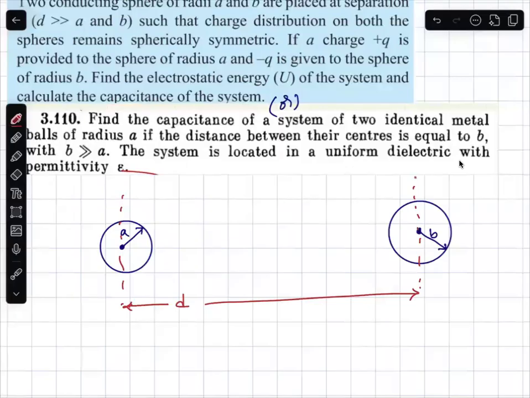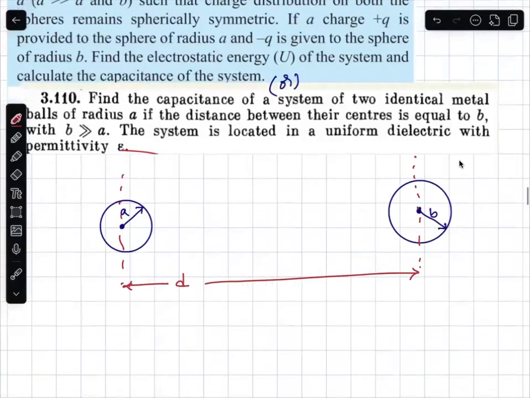And D. Right. Now, on this, what is the potential? Please come to the original definition of a capacitor. Two conductors. You have seen two conductors. One is given plus Q, the other is given minus Q.